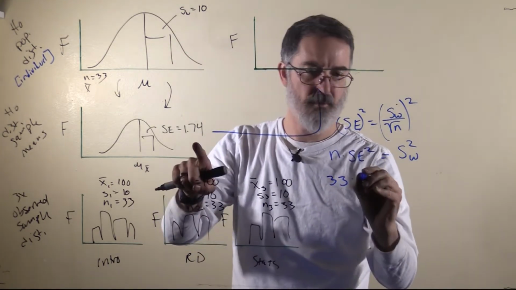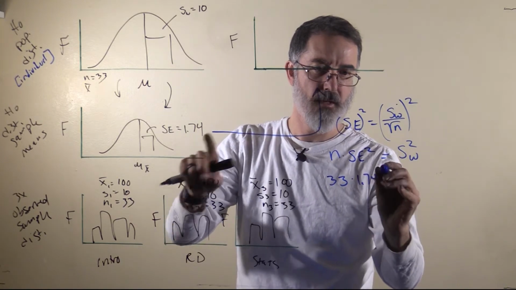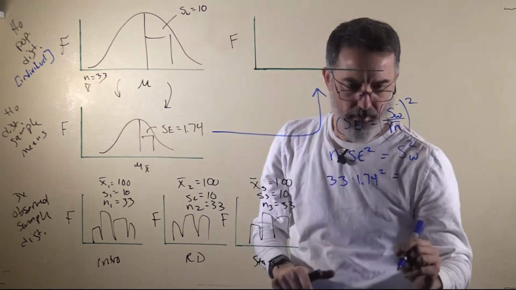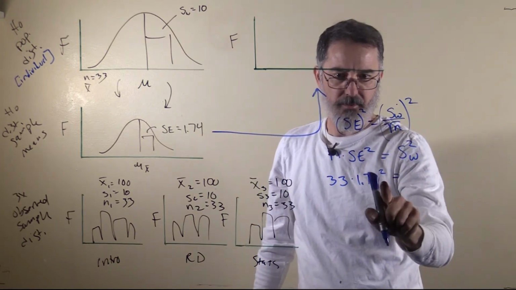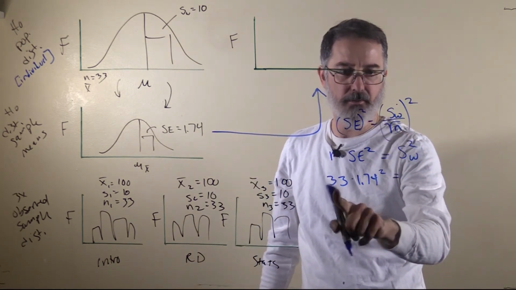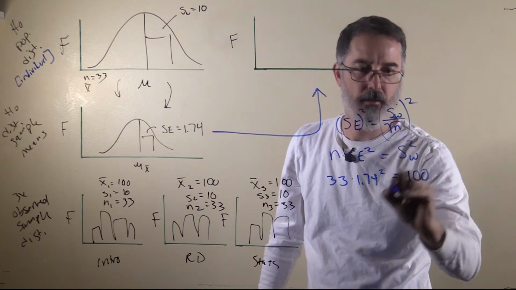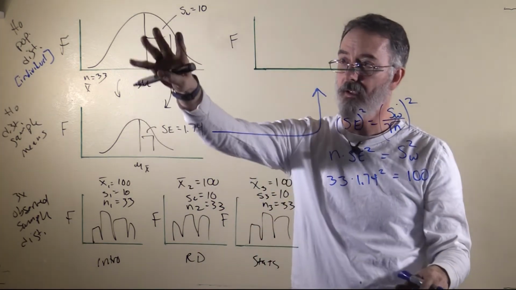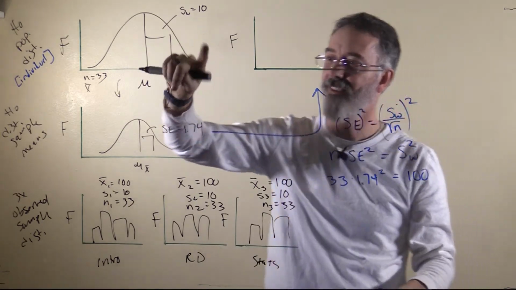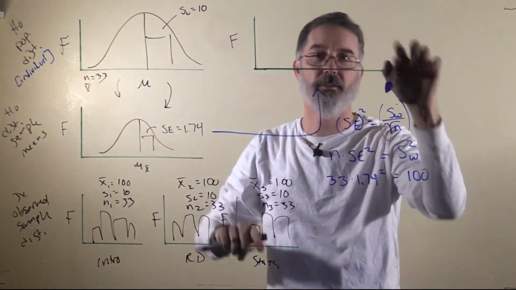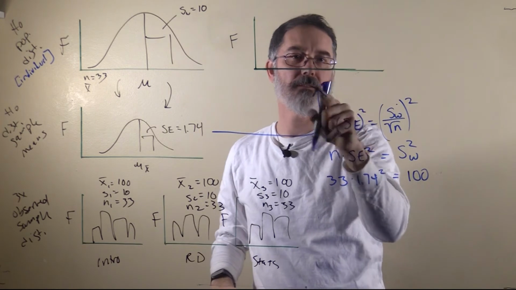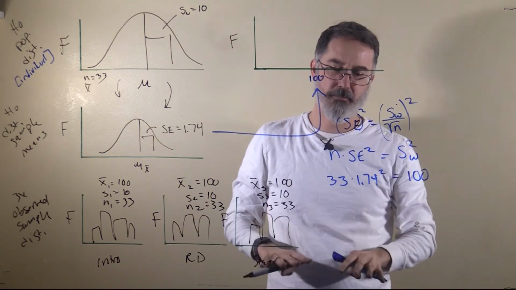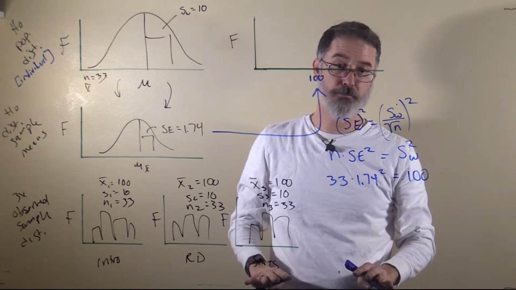Our standard error is 1.74, and we're going up, and then we're turning it into a variance. We need to square it. If you take 1.74 and you square it and multiply that by 33, you get 100, which is the same as what we had here, which isn't surprising because we actually did the same math to go from this 10 down to 1.74, and we're just reversing it to get back up here. So this 100 is the variance we expect if the null hypothesis is true.